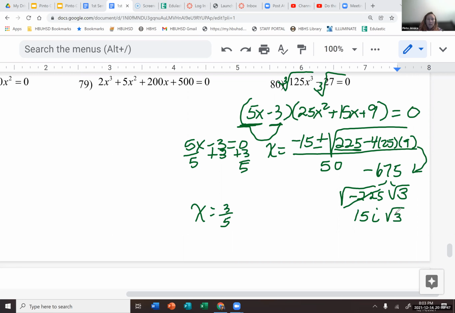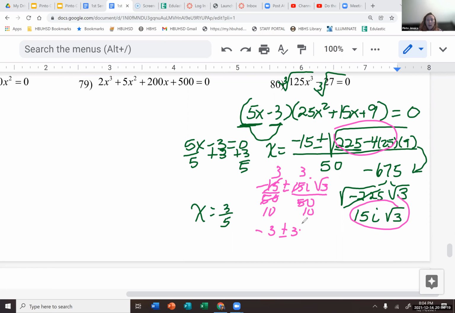So putting this all together, I've got negative 15. Oh, I need a little bit more space. I'll put it in pink. So combining this to replace this, I've got negative 15 plus or minus 15i rad 3 over 50. So splitting the 50 up, that way I can divide the top and bottom by 5. That will be 3 and 10, 3 and 10. So negative 3 plus or minus 3i rad 3 over 10 as my other two answers for this one.